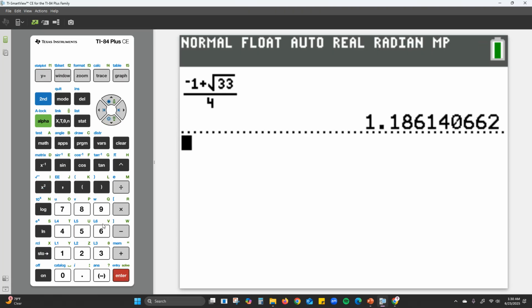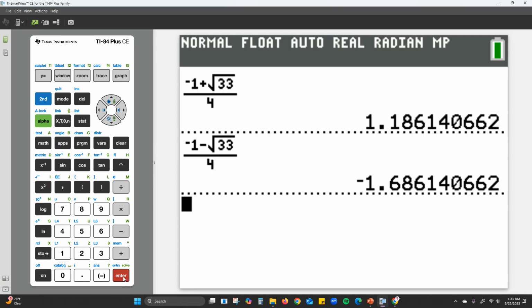And then I'm going to do it again, but this time subtracting. So I'm going to set my fraction. So negative 1 minus the square root of 33 divided by 4. Okay. And I have my two values. I'm going to round to 2 decimal places. So the first one would be 1.19, and then the second one here would be negative 1.69. So let's write that together.